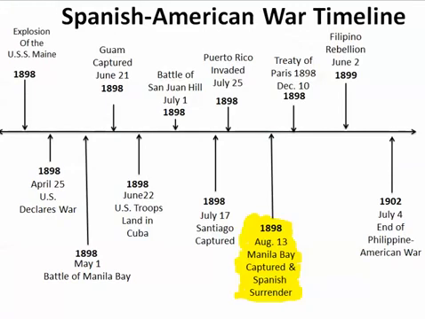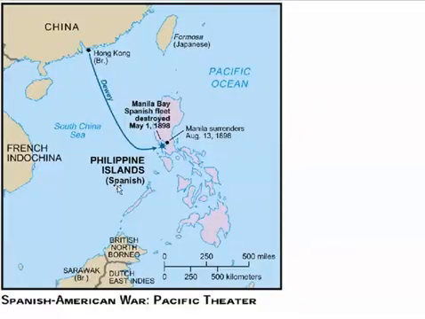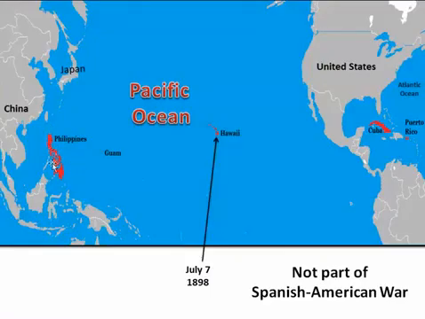All right, then on August the 13th of 1898, Manila Bay is captured and the Spanish surrender there. So over here, we take the Philippines out in the Pacific Ocean. Now, if you look, the Philippines are way over here near China.